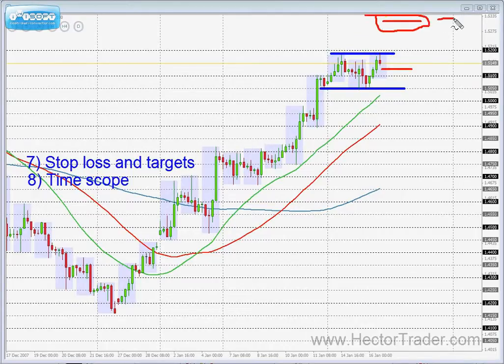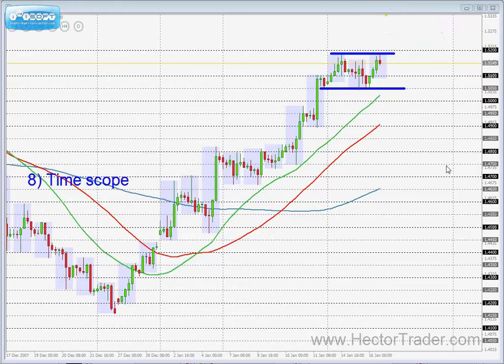And furthermore, whether it will be just one target, or perhaps you will exit in 2 steps. And finally, the time scope. How long do you expect this trade to be open for? And what's the time limit at which you may want to reassess the situation, perhaps manually close the trade, etc.? All right, that's the trade plan for the euro against the Canadian dollar.